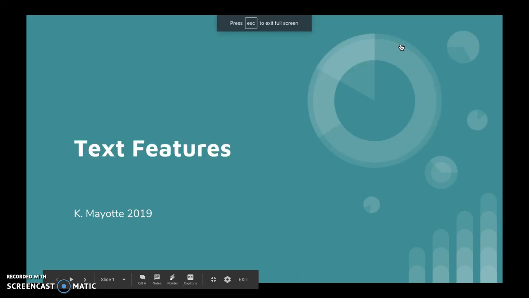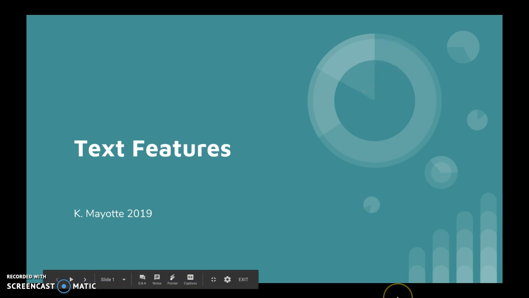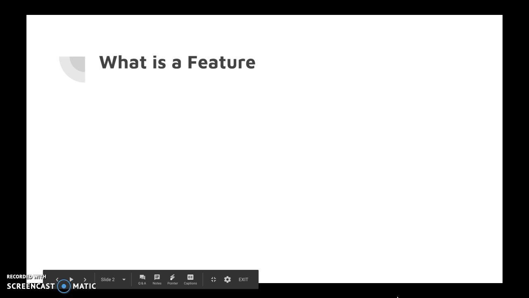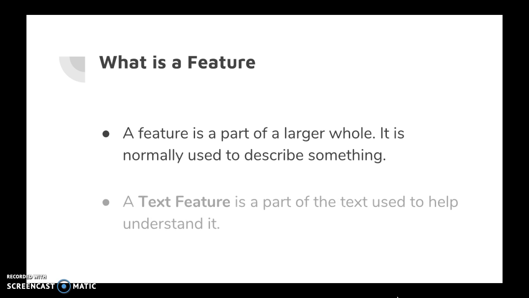Today we are looking at text features for nonfiction texts, or texts that are written about real life. A feature is actually anything that is important to an area. So a feature is a part of a larger whole. It's normally used to describe something. A text feature is a part of the text used to help understand it.